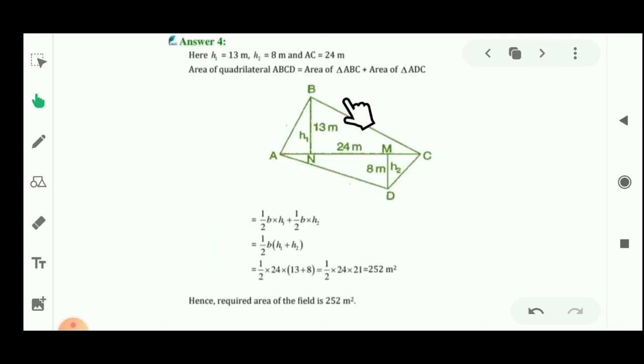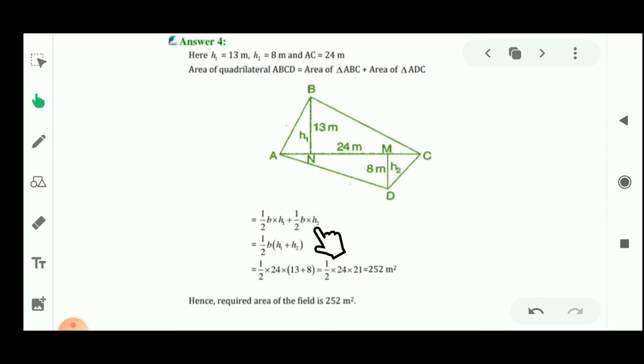Let's see the solution of the given figure. Students, you can see there is a triangle on the upside and also a triangle on the downside. When we find the area of the figure, that means area of triangle ABC, this and this, plus area of triangle ADC, this and this. As you know, the area of a triangle formula is 1 upon 2 into base into height. So triangle ABC's base is 24 meter and height is 13 meter.